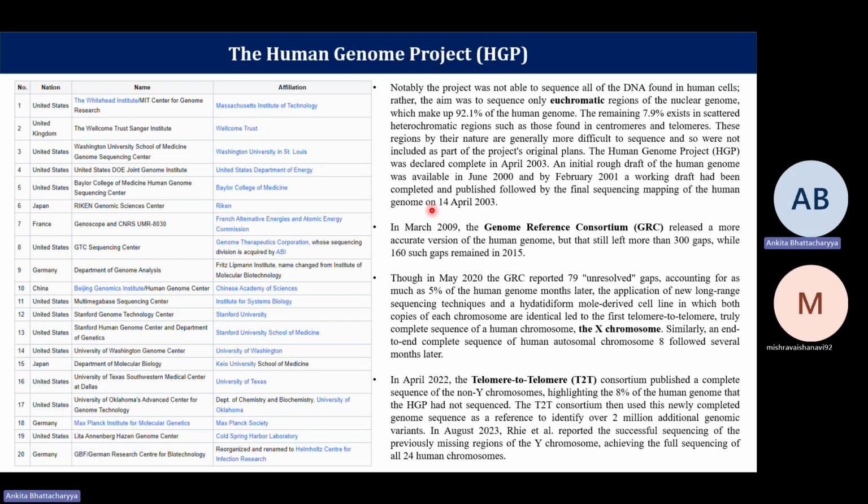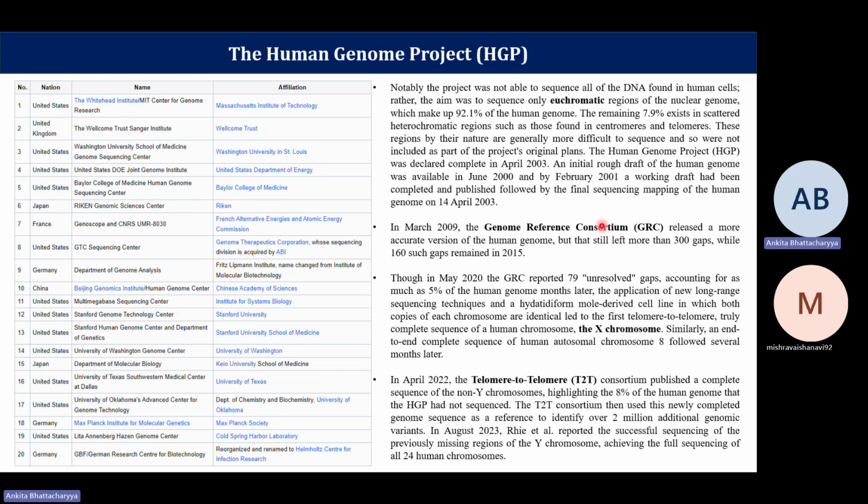In August 2023, Rhie et al. reported the successful sequencing of previously missing regions of the Y chromosome, finally achieving the full sequencing of all 24 human chromosomes. This is something you might have seen in the news in 2023, not very long ago, where people started to study the Y chromosome in a lot more detail to see whether or not it has some roles that we were not aware of previously.